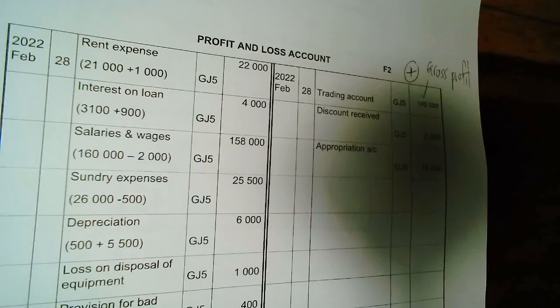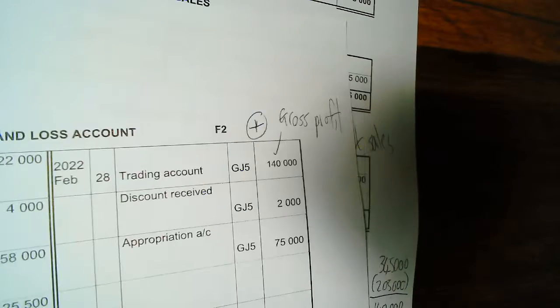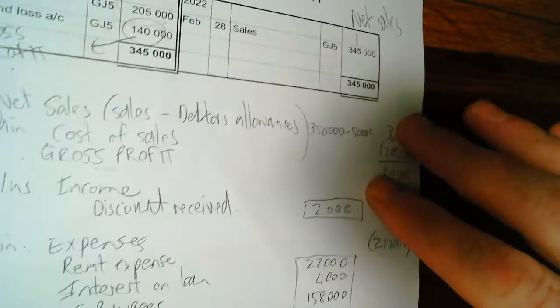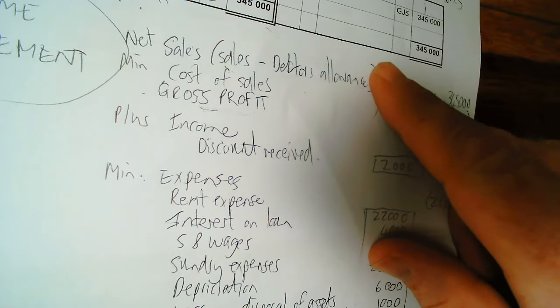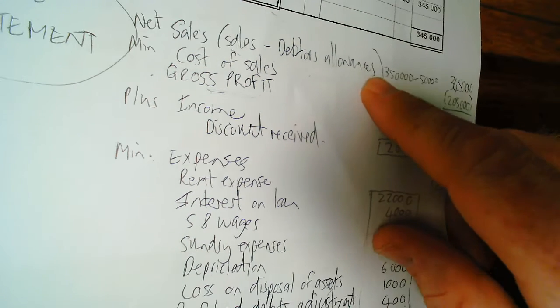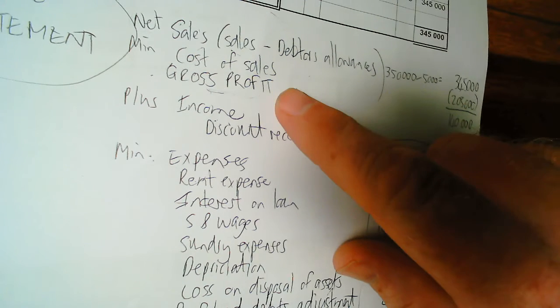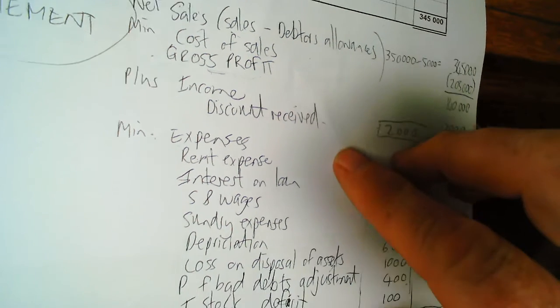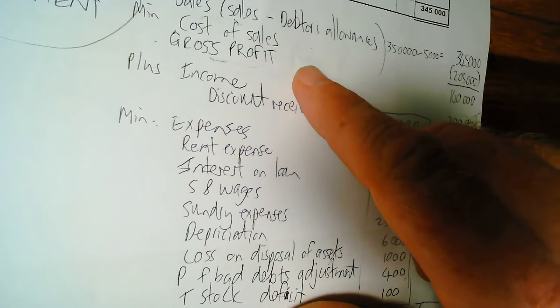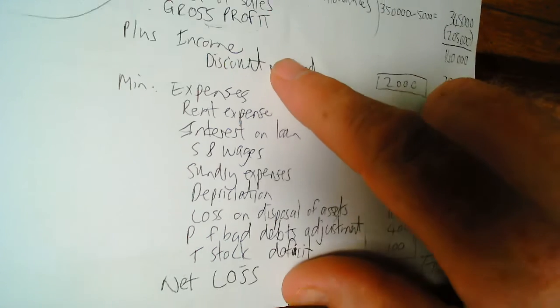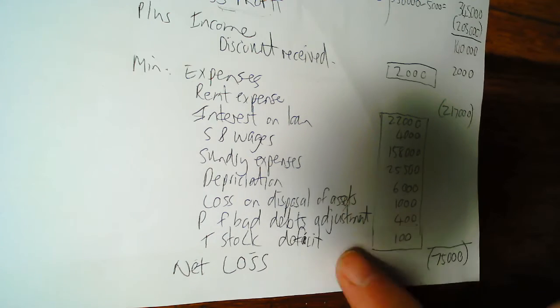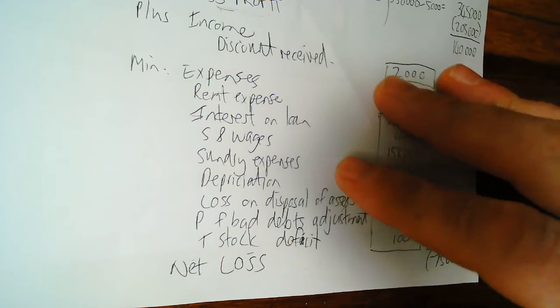Now we're going to do the last part of the income statement. So we've done the net sales minus the cost of sales, which gives us gross profit. Now we're going to start with the gross profit in the profit and loss account, add all the income and minus all the expenses to either get a loss or a profit.